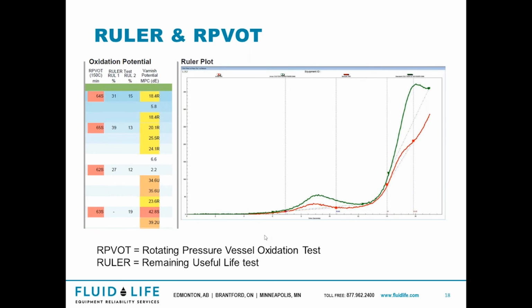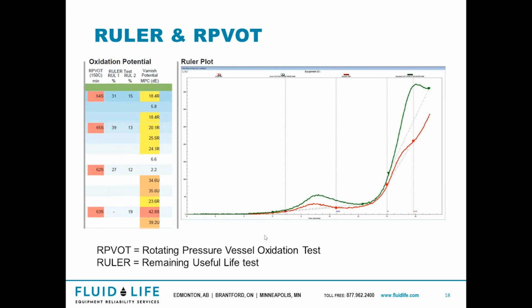A very high RPVOT is a good number, a low RPVOT is a bad number. In this case, we have a 64-minute RPVOT, and this is saying that this oil is right near the end of its life. It can't handle too much more oxidation. And so this result does go hand in hand with the RULER.